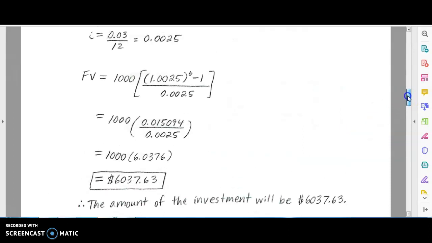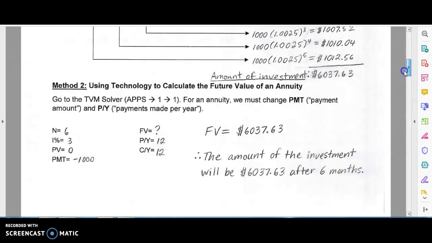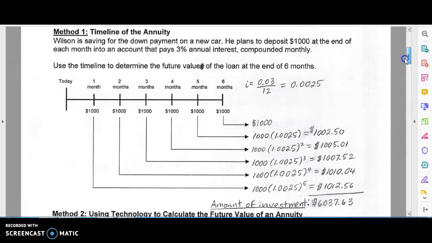Okay, so those are the two methods that we'll use for future value of an annuity. So you have your formula, which is given right there. And then you have the timeline method, which we did up here in method 1.